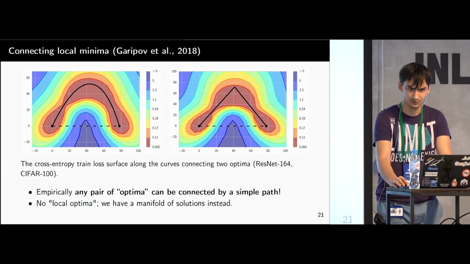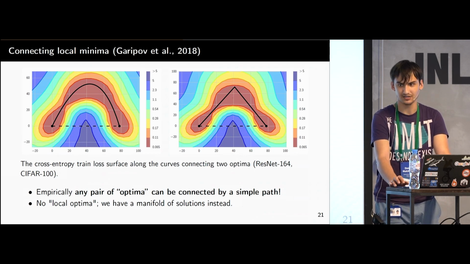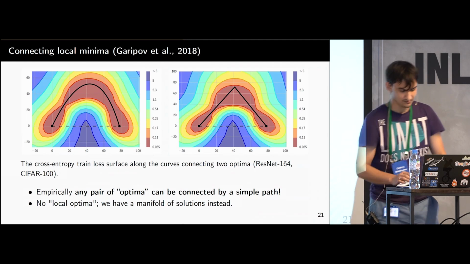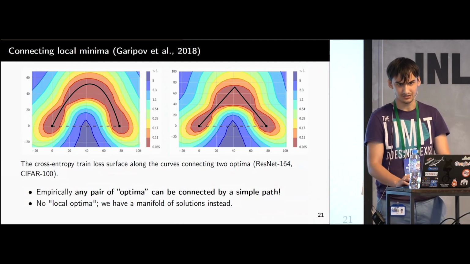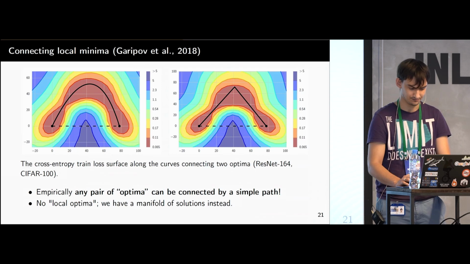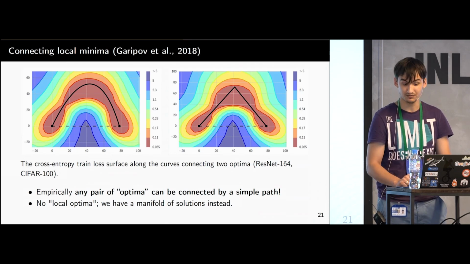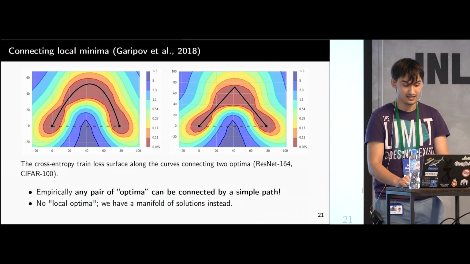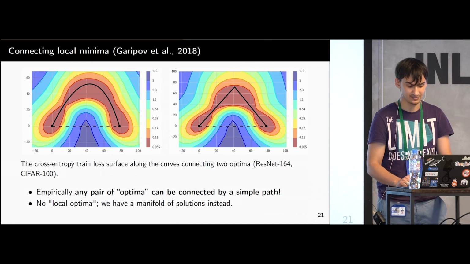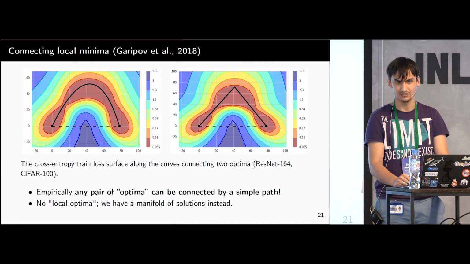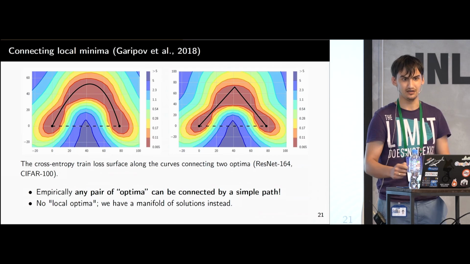It is very difficult to prove this rigorously, of course, but there have been some works that try to prove it, with some very strict assumptions. But I think it is something that will be proven sooner or later. So any pair of optima can be connected by a very simple path. And it means that there are actually no local optima in neural networks. There is just a very complex manifold of solutions.